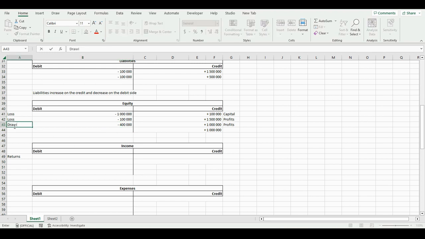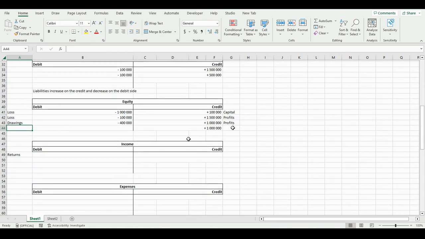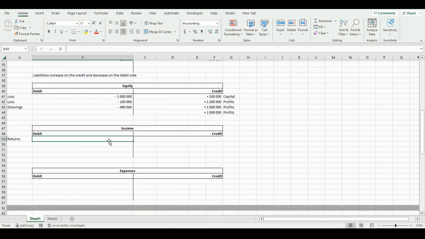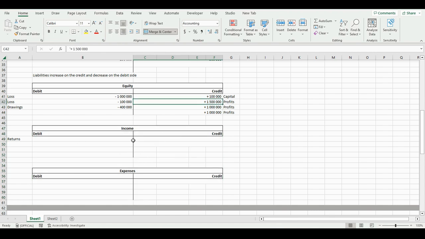Call it drawings. Okay. Okay, this was profits also. Was it profit? I don't know what example we gave here. That's just equity. But remember, these profits, it's basically a total of what happened here. It's a sum. So here you basically take the net of whatever happened here.